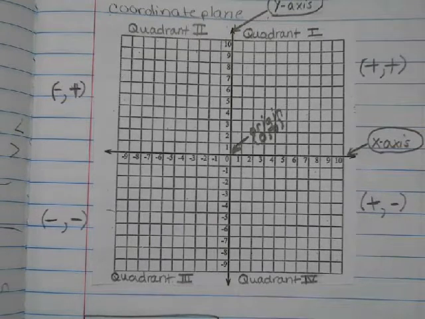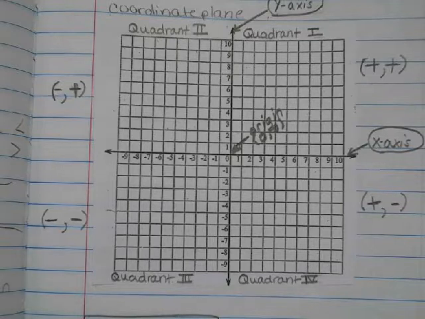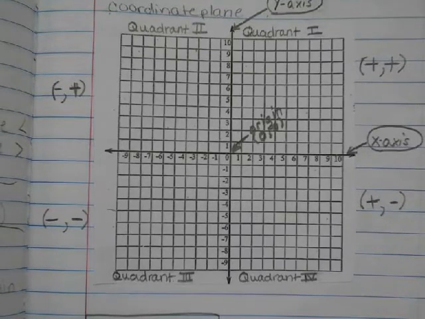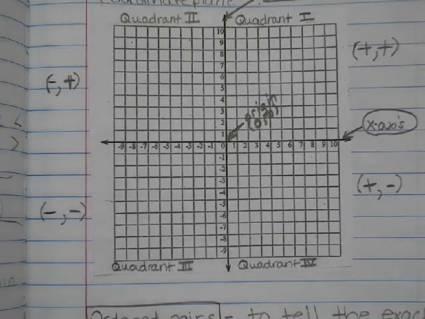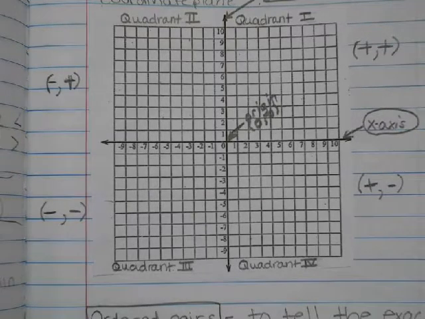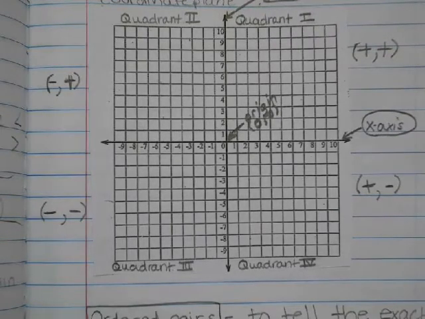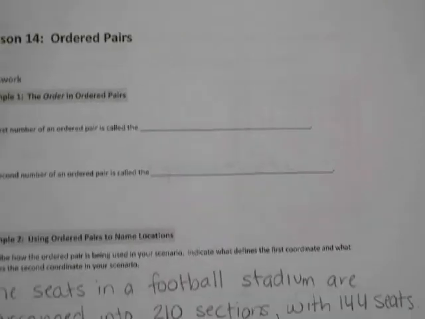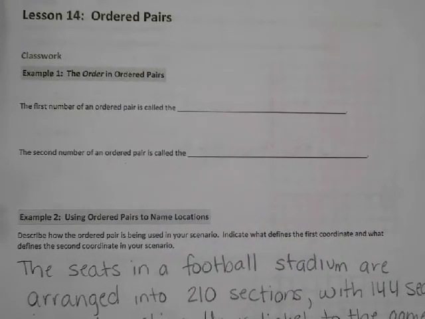It will be easier for you to locate numbers quickly if you memorize what types of numbers go in each quadrant. If you haven't had a chance to get everything written down, if I went too fast, feel free to pause here and rewind and re-listen to things. If you're ready to move on, go ahead and get out your student materials. And we are looking at lesson 14, ordered pairs.